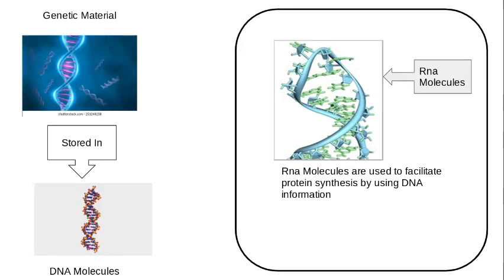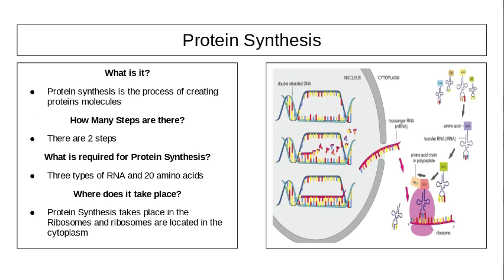While DNA molecules are storing genetic material, RNA molecules are being used to facilitate protein synthesis using the DNA information. Protein synthesis is when we get instructions on how to make proteins from DNA information and transport them to the ribosomes so that the ribosomes can join amino acids in a certain order to make a protein.